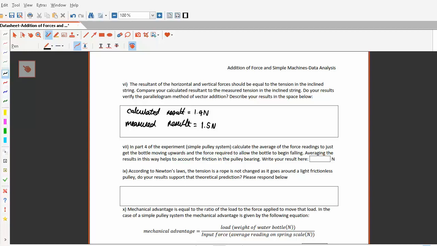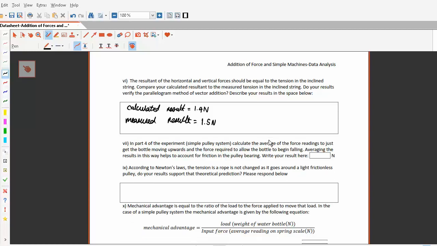And now we can ask ourselves, do these agree well enough such that the parallelogram method of vector addition is verified? In my case, I think within experimental error, due to the accuracy of the spring scale, the results do agree in a way that we can see that there may be some usefulness to the parallelogram method of vector addition.